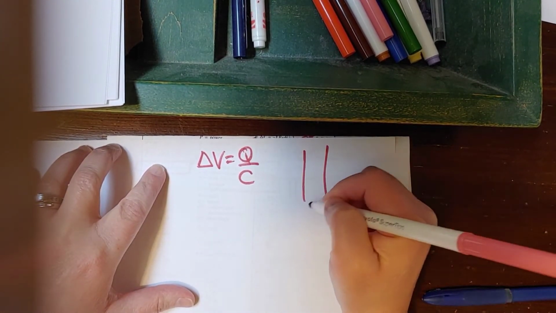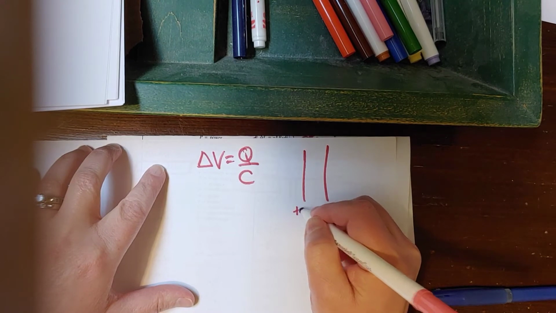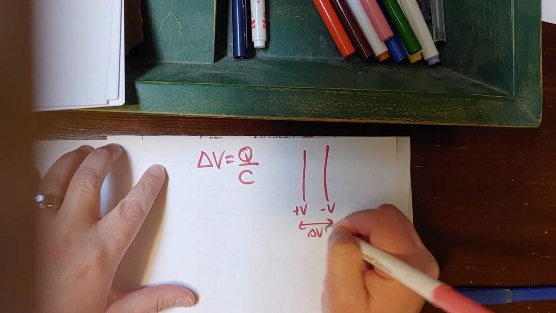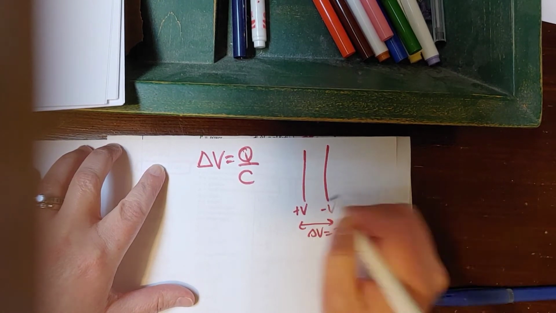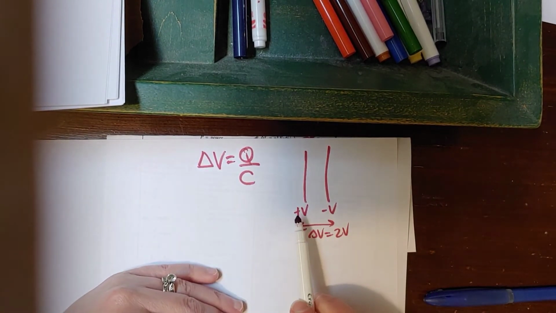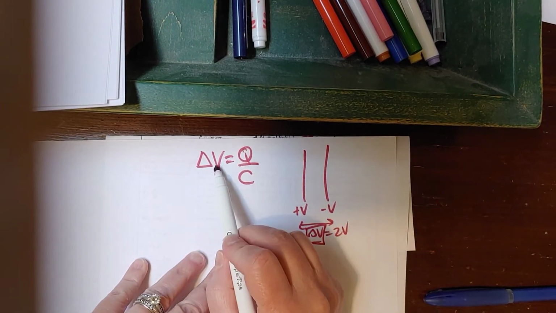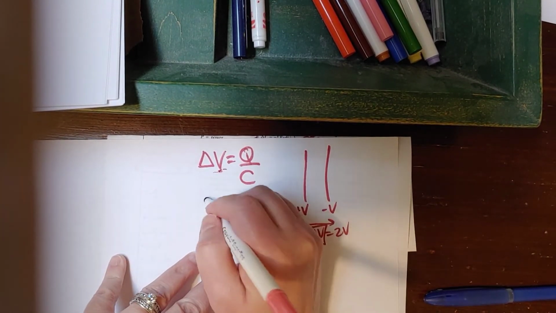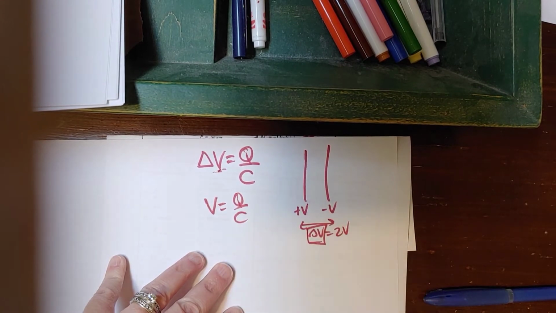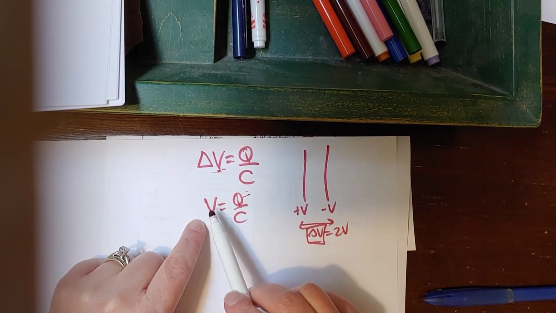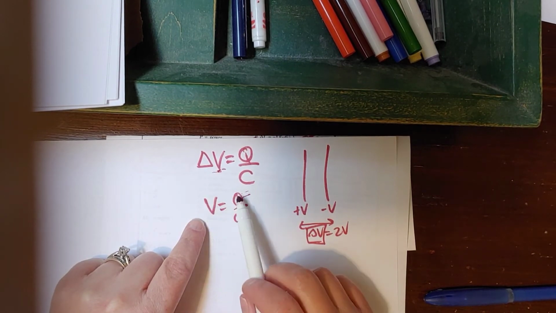So for a parallel plate capacitor, if you have a plus V and a minus V, delta V here is 2V, right? So sometimes we have 0 and V, 0 and negative V, whatever. But it's really important that when we say delta V here, and sometimes we just write V because we like to mess with you, that this is the potential difference between the two plates of a capacitor.